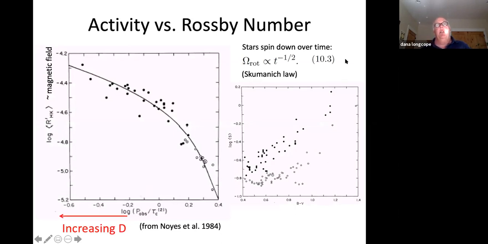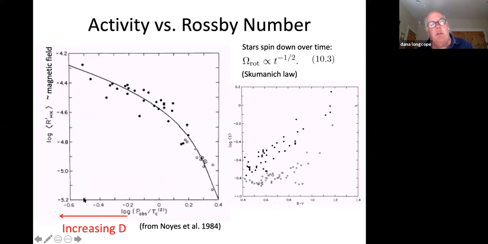So one of the ways they do the Rossby number is a theoretical calculation of the convection zone, which gives us tau sub c, and then observing the rotation of the star. There's something that can tell you how fast this star is rotating, and for that you can look at spectral lines, you can look at variations in its brightness, that will tell you a rotation rate for that star. If you take the ratio of those two, that's the Rossby number.